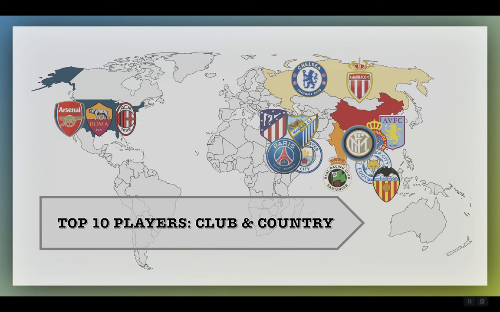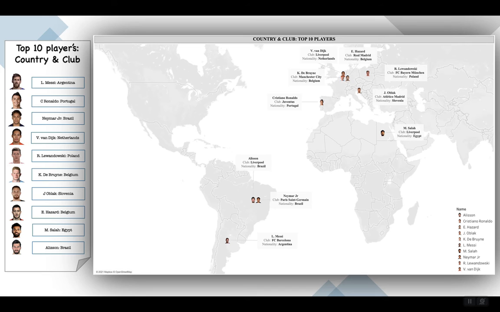Top 10 players and their country and club. This is a geospatial map that spots a player's country and club that they belong to. Here we can see that Messi is from Argentina and he is playing for FC Barcelona. We have 2 Brazilian players. One is Neymar Jr. who's playing for Paris Saint-Germain, and we have Alisson who's playing for Liverpool.